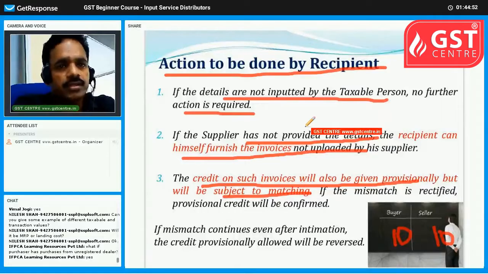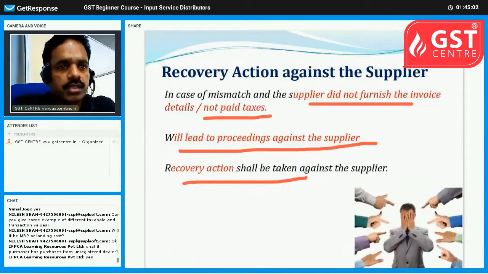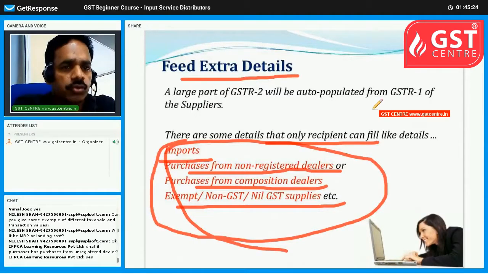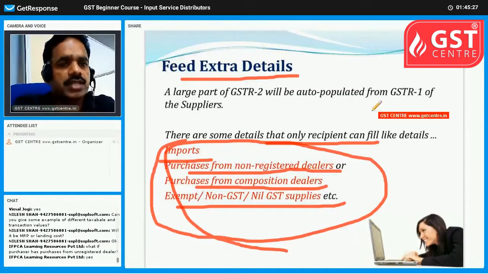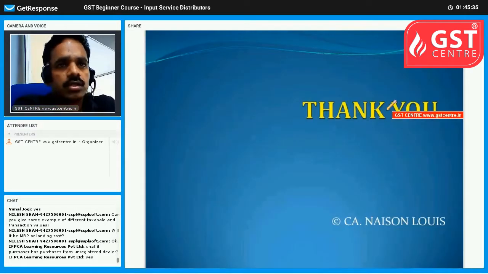Then action to be done by the recipient: he has to inform the supplier. Responsibility of the supplier: he has to upload the missing invoice and pay duty or interest like that. Then there is a recovery action against the supplier if some invoices are missed or taxes are not paid. Then the purchaser has to first input additional details such as imports, purchases from non-registered dealers, purchases from composition dealers, exempt, non-GST or nil GST supplies, etc. That has to be inputted by the purchaser, the buyer himself, in the GSTR 2 form.